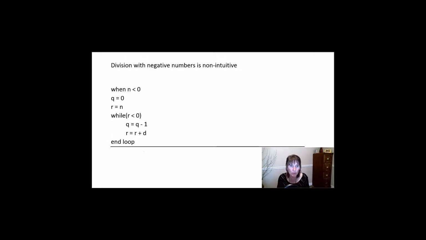So we're still going to be working with the same values, right? We're going to have the number, we're going to have the divisor, we're going to compute the quotient and the remainder. So let's set this up. Let's go ahead and do negative 17 for our number, and for our divisor we'll use 5. And to get started, we start the quotient at 0 and we start the remainder at n, which is negative 17.